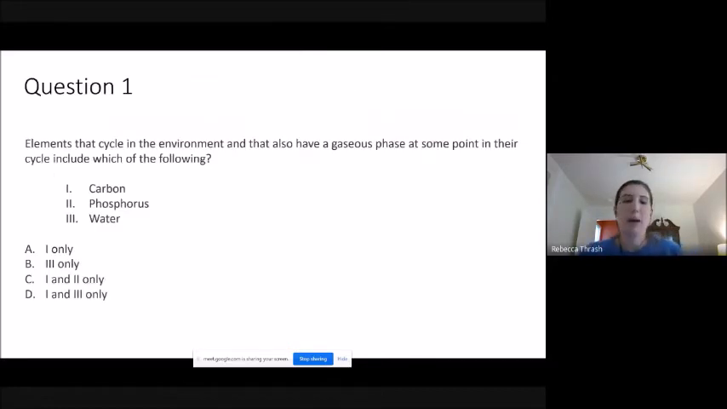All right, so we are going to get into some actual questions to practice with this content. The first question: elements that cycle in the environment and that also have a gaseous phase at some point in their cycle include which of the following? So let's talk about carbon. Carbon definitely cycles through the environment, and carbon dioxide in the atmosphere is the gaseous phase here. There are also things like methane, carbon monoxide, other stuff. But what about phosphorus? Phosphorus doesn't really have any type of atmospheric component. It's usually in rocks, soil, water, or living things. So no gaseous phase. Water definitely has a gaseous phase because water vapor, that's what clouds are. So the correct answer here would be D, which is carbon and water.